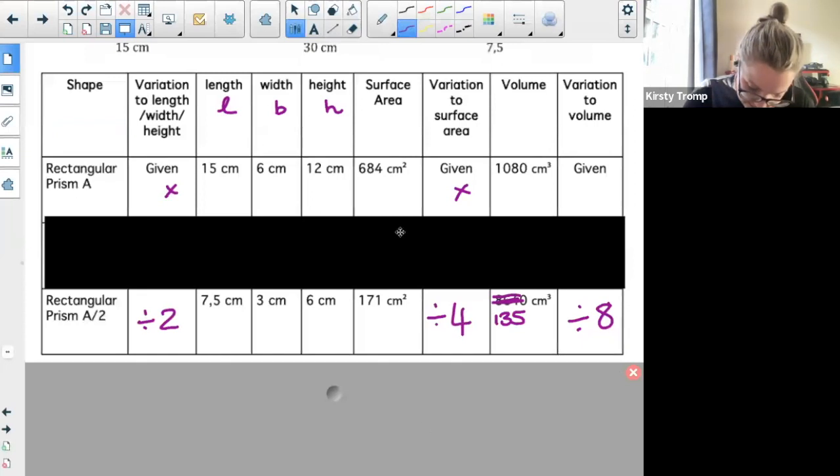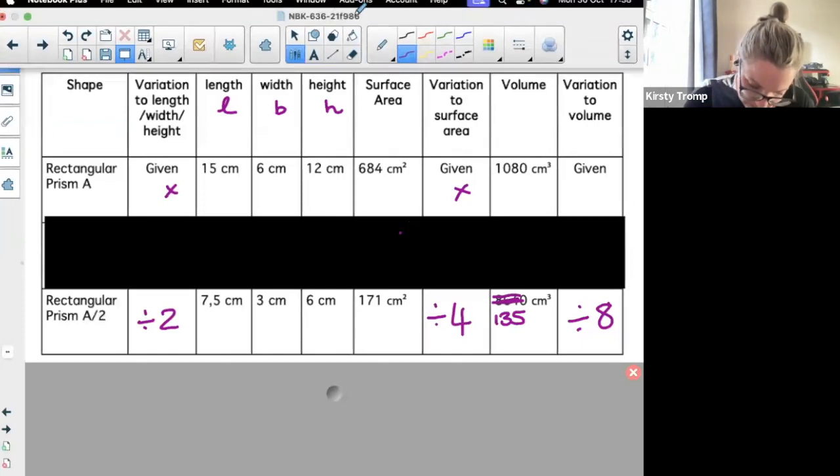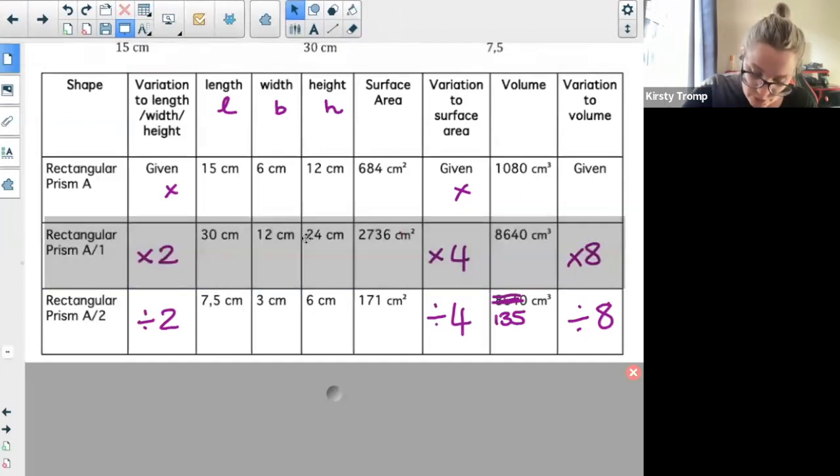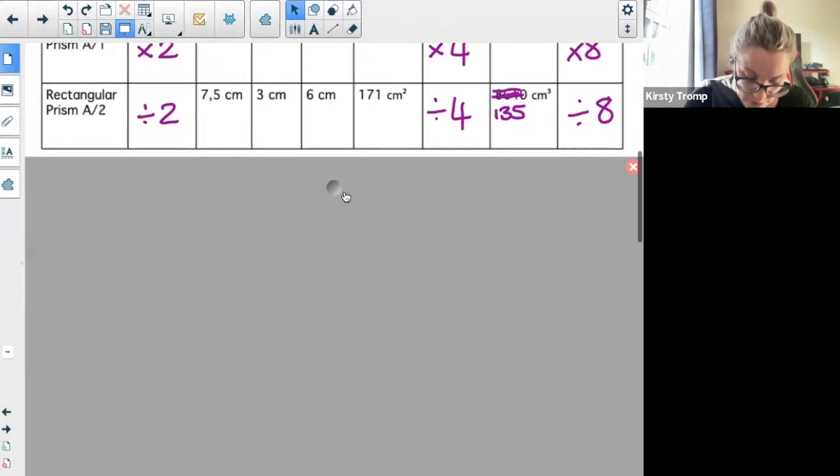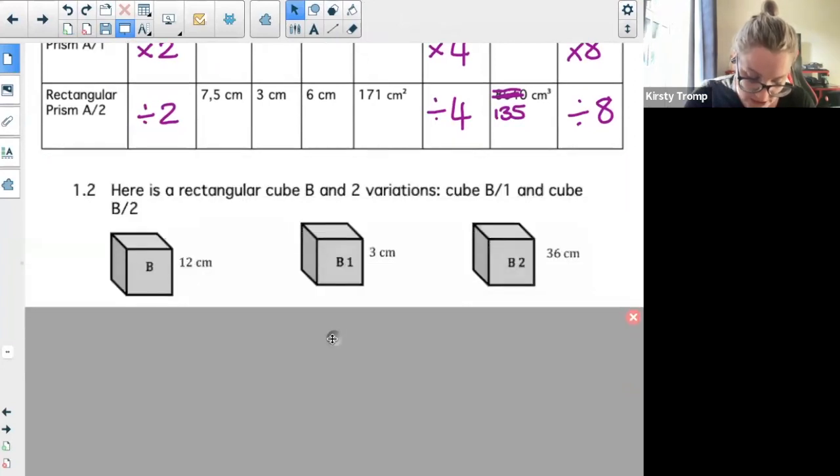All right, so I hope that we're starting to see some patterns, guys. We filled this table in. When it was bigger, we saw we were timesing. When it was smaller, we were dividing. We're going to come back and realize some things a little bit later on.